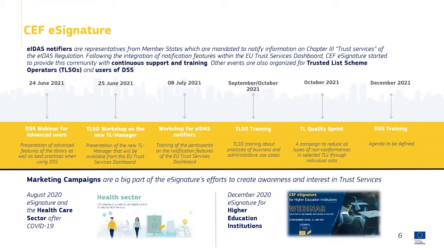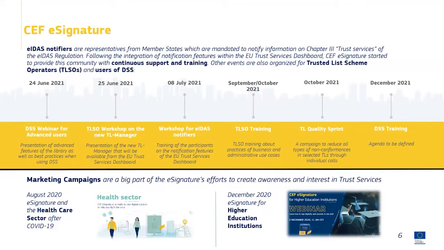We also provide events for the trusted list scheme operators, the TLSOs, and the users of DSS as well. DSS is a Java library to create and validate electronic signatures. If you are not aware of this library, I invite you to look for more information via the CEF eSignature website, or contact us directly via the service desk.